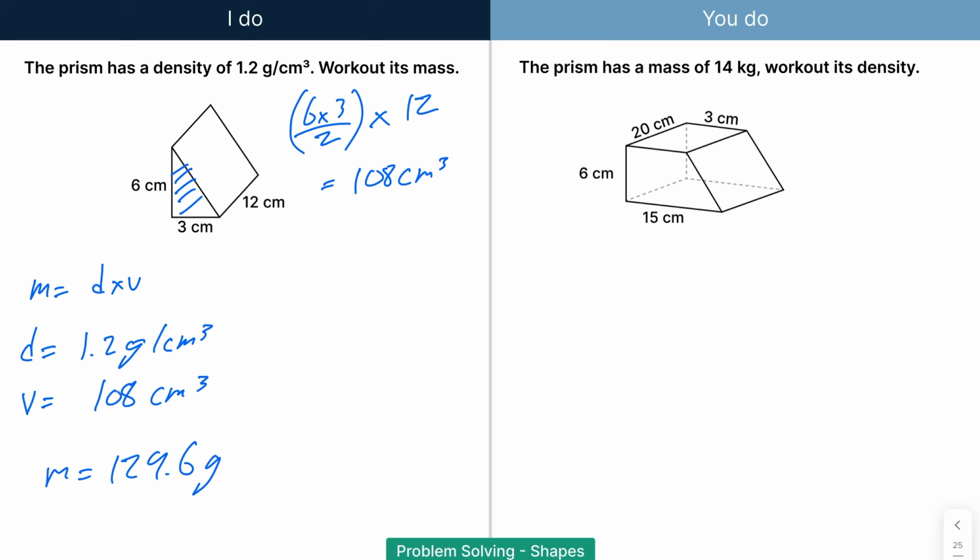Again, exact same thing here. So we've been given the mass, and it's asking for the density this time. So we know that density is mass over volume. So the mass is 14 kg, and the volume, we can calculate that.